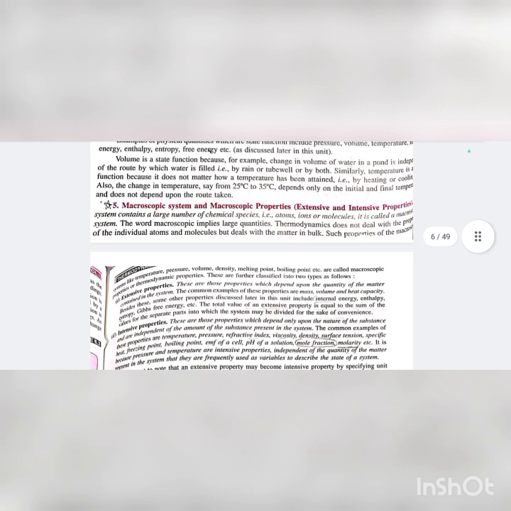Fifth is macroscopic system and macroscopic properties. A system that contains a large number of chemical species, that is atoms, ions or molecules, is called a macroscopic system. The word macroscopic implies large quantities. Thermodynamics does not deal with the properties of individual atoms and molecules but deals with matter in bulk. Such properties of macroscopic systems, like temperature, pressure, volume, density, melting point, boiling point, etc., are called macroscopic properties or thermodynamic properties.